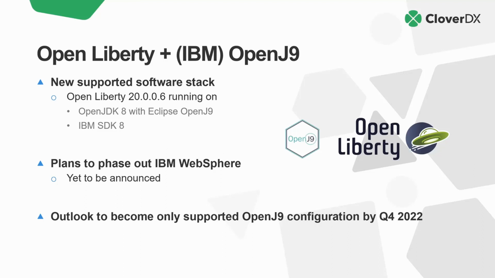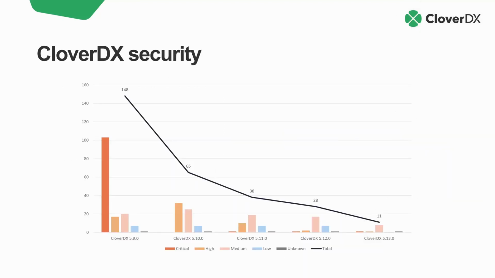So that's the last point, basically what I mentioned about IBM Java. Now, talking about CloverDX security, in the past year we invested quite a lot into security and updating packages. With 5.13.0, we are currently mostly on medium severity CVE MITRE issues. This also includes a fix for the Log4Shell vulnerability.